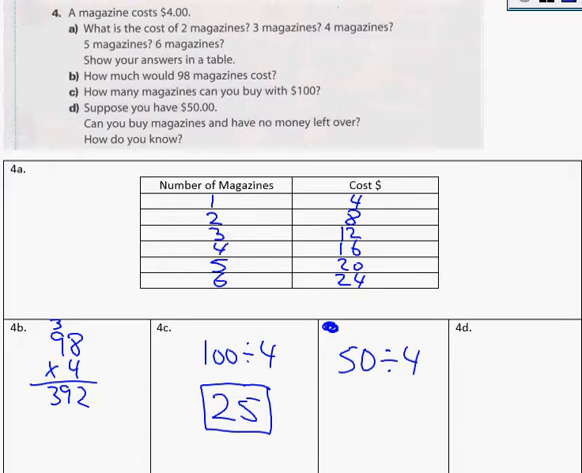So, is there any way that I can buy an equal number of magazines? And the answer is no. Alright, I'll be able to buy 12 magazines. 4 times 12 is 48. And I'll have $2 left over. So that's how I know the answer here is no.